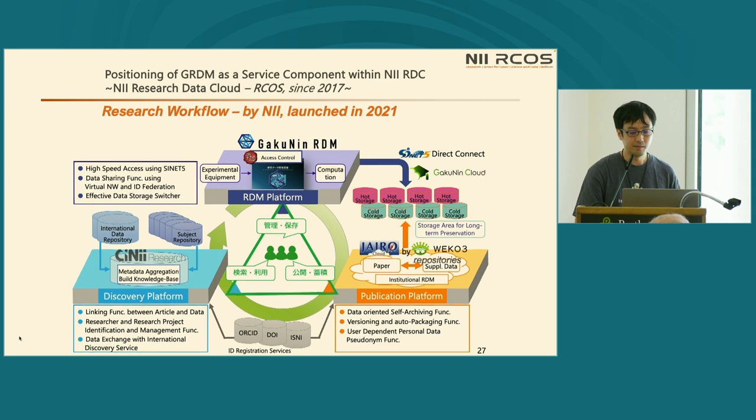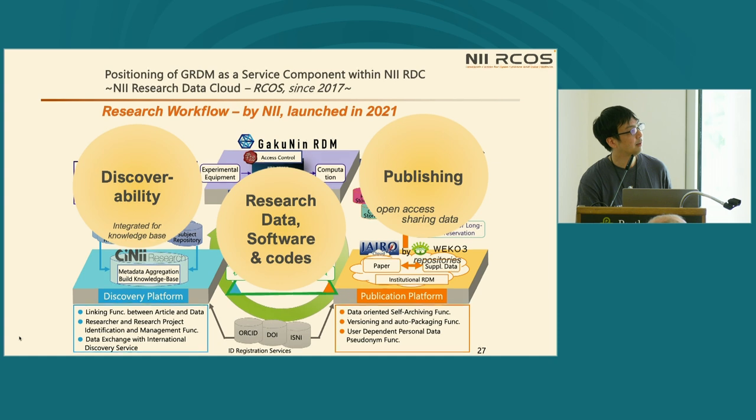We started the development in 2017 and from 2021, we moved to production level operation. Along with the research data lifecycle, NIIRDC is composed of these different components. In case of the publication platform and discovery platform, we have already provided them from before, but mainly focusing on journal articles. And we are developing a research data management platform.